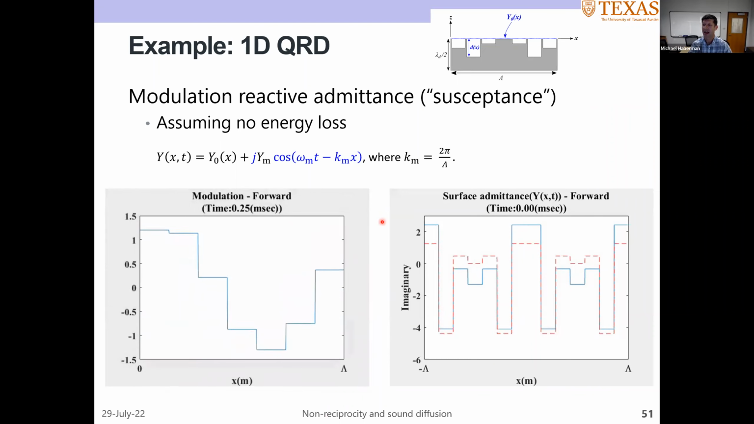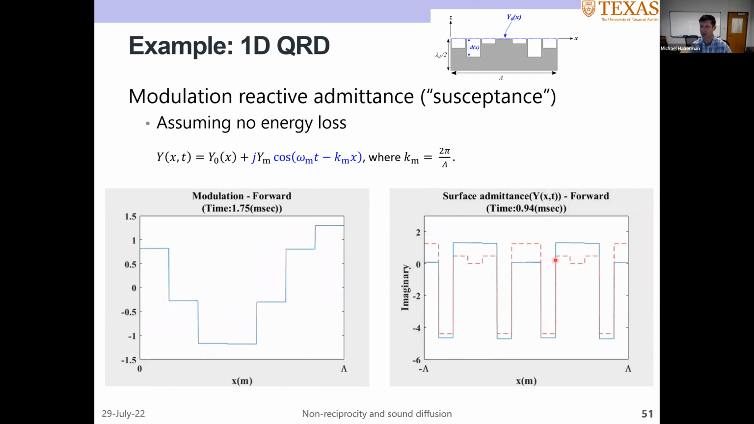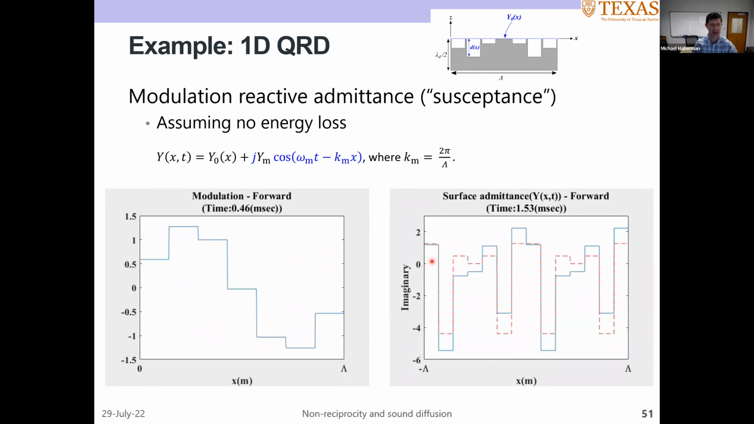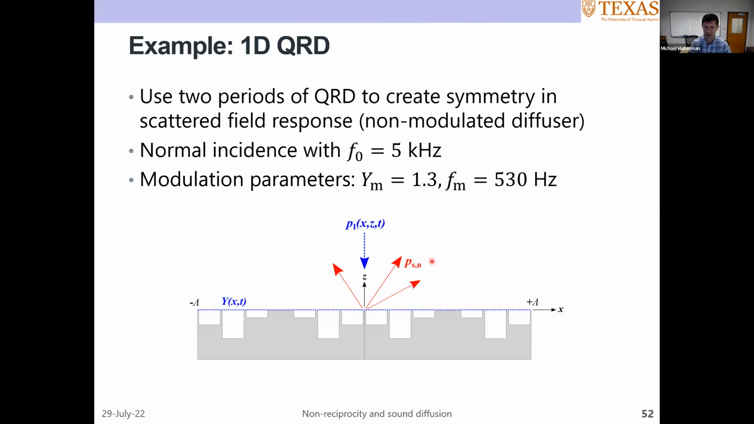And so what that means is if I look at 2 periods of the diffuser, where the red is the initial distribution of the input admittance, then this is what the admittance would look like. It's not literally moving, it's just that the admittance is changing as a function of time and space. Okay. So then we do that, and we're going to run through our semi-analytical model.